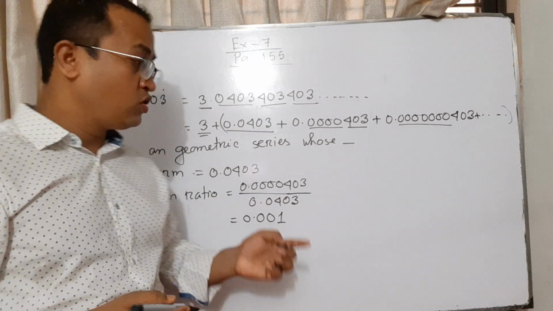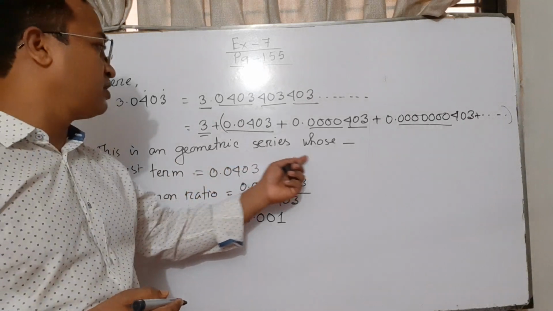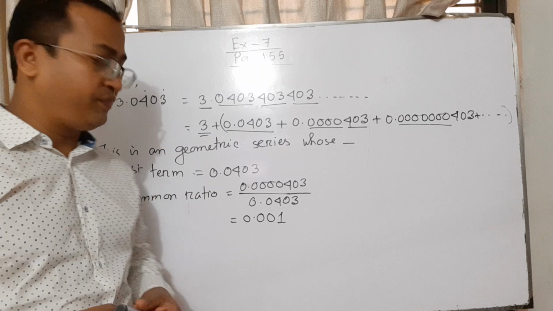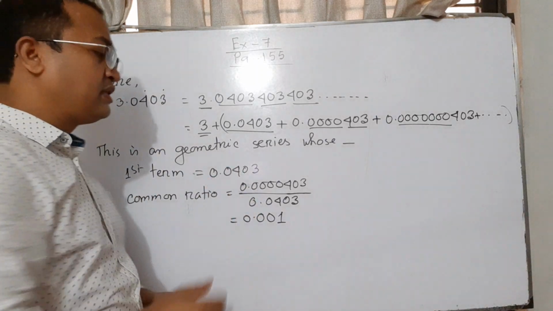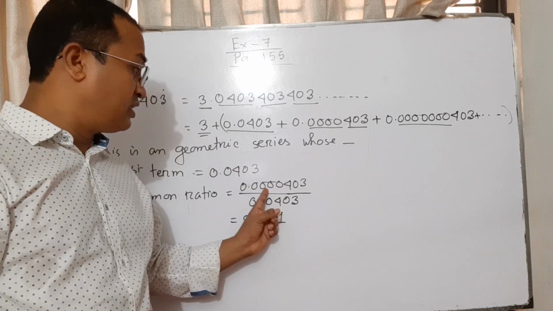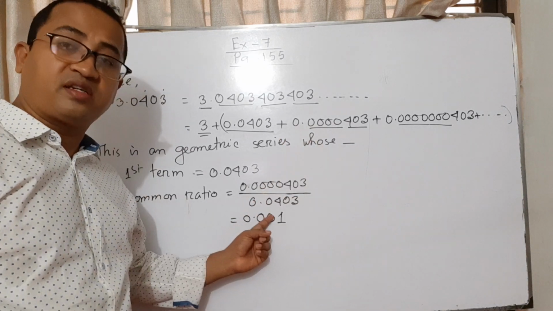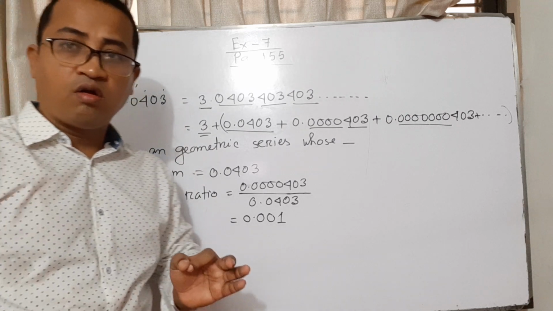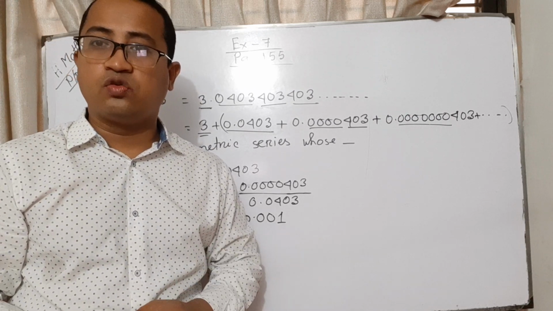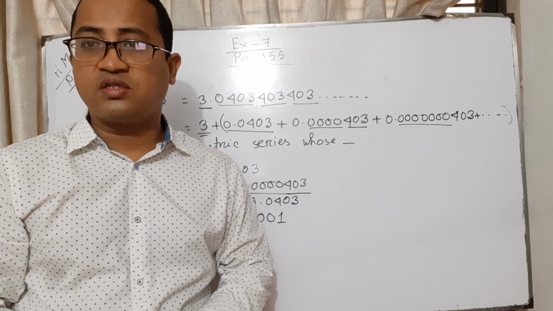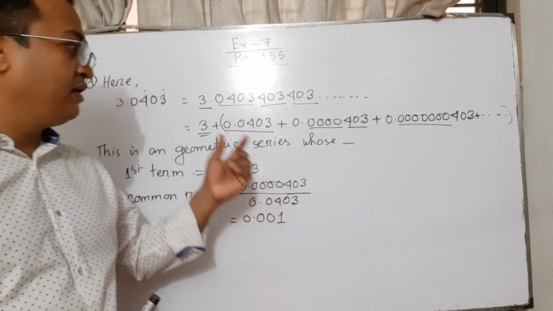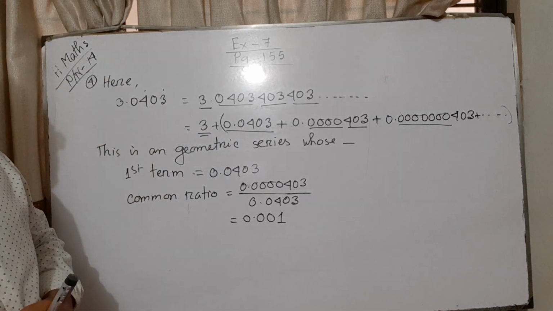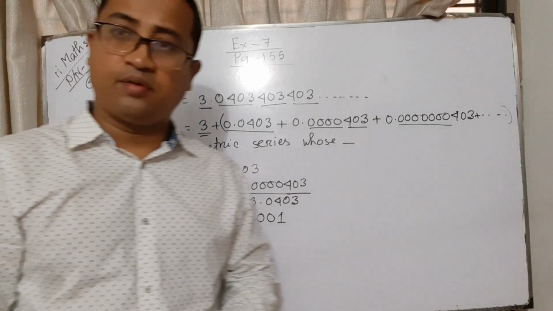So here this is a geometric series whose first term is 0.0403 and whose common ratio is the second term divided by the first term, that is 0.001. We know the first term and the common ratio, so we can find the sum of this series, and if we add the 3 to that sum, we will get the number 3.0403 repeating.